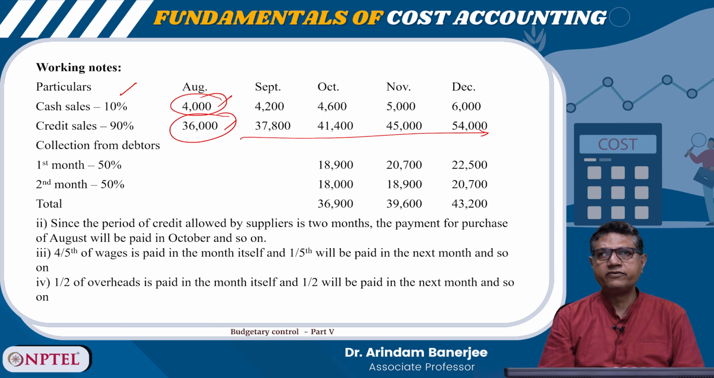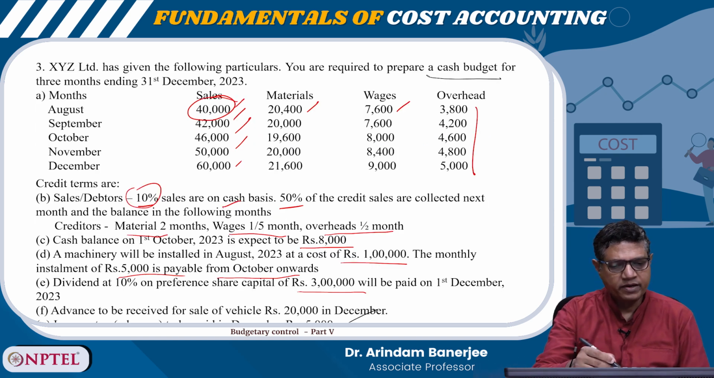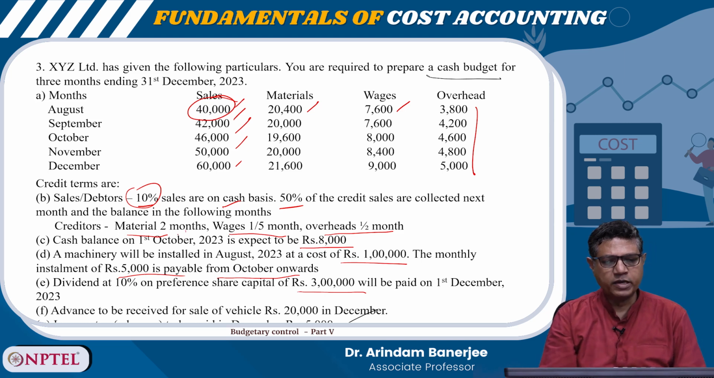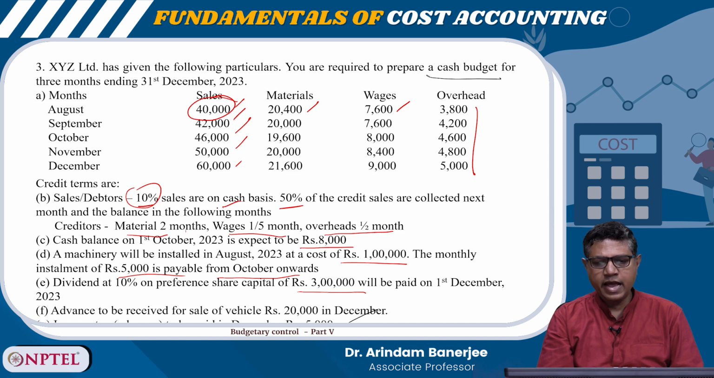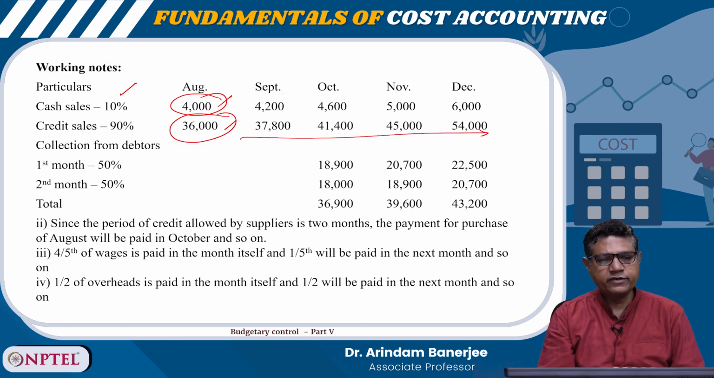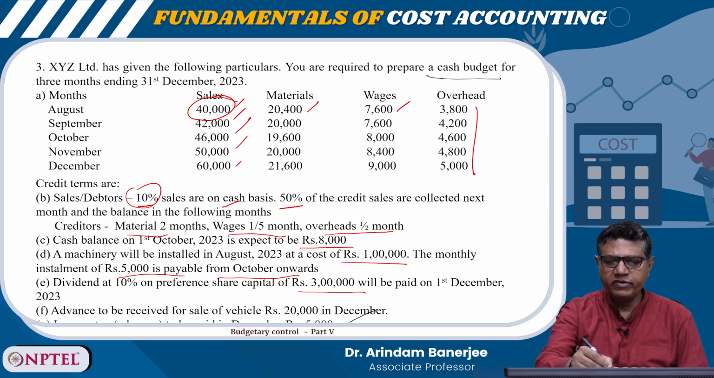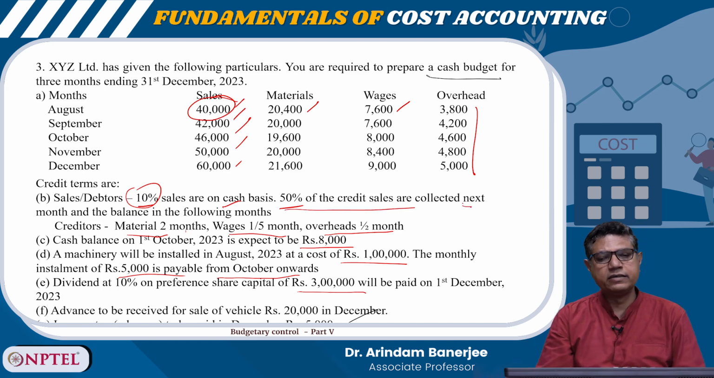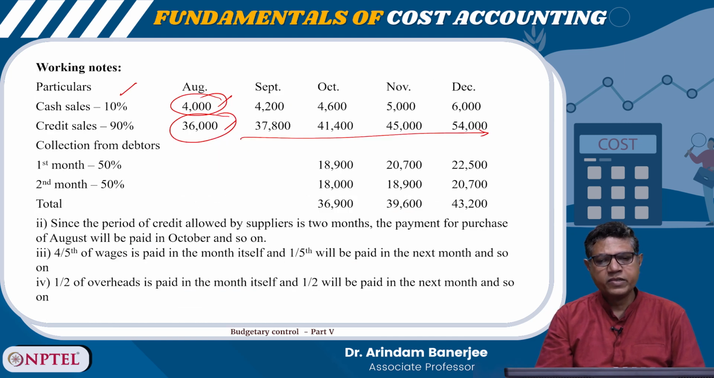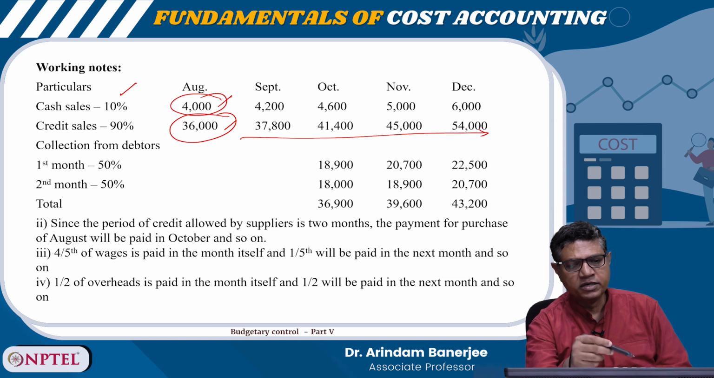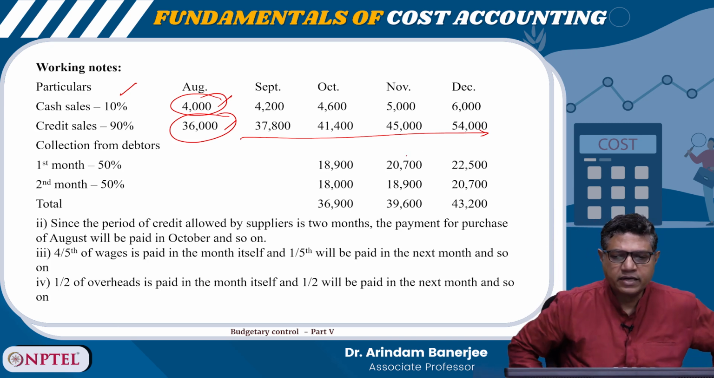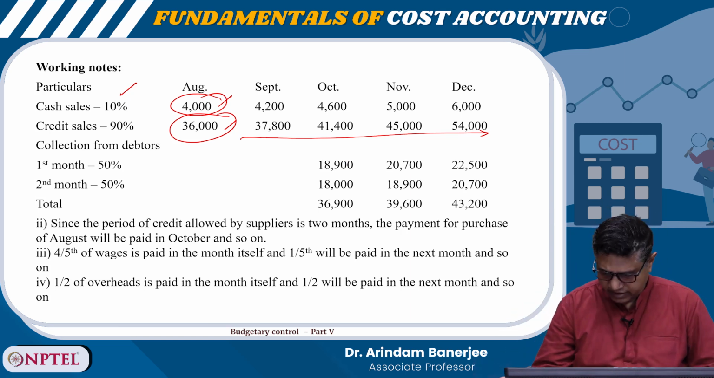The collection from debtors: in the first month it is 50%, as written here. You can see 50% of the credit sales are collected next month and the balance in the following month. So what is sold in September, 50% will be collected in October, and then 50% in the next month. So collection from debtors, 36,000 credit sales.